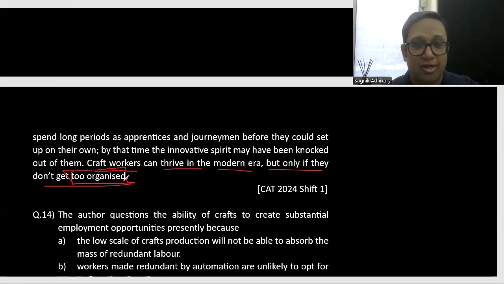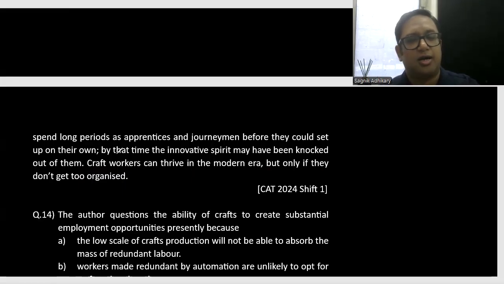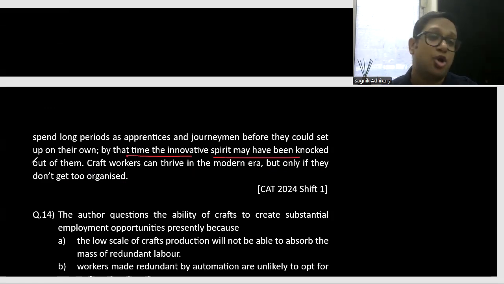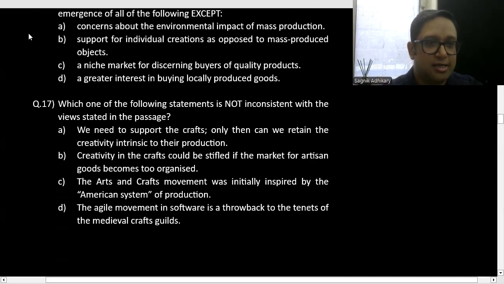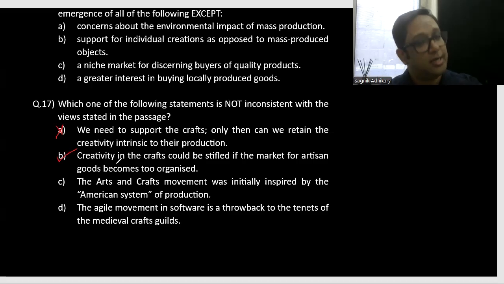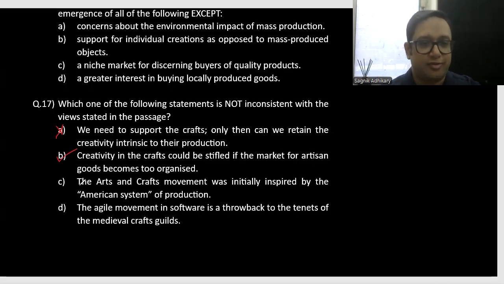If they get too organized, then creativity would be stifled, because we see here that in the medieval craft skills, there's an example of too much organization, too much hierarchy, stifling creativity. By that time, the innovative spirit may have been knocked out of them. So we find that this is a valid choice. We had eliminated option A. B is true, consistent with the last statement of the passage.